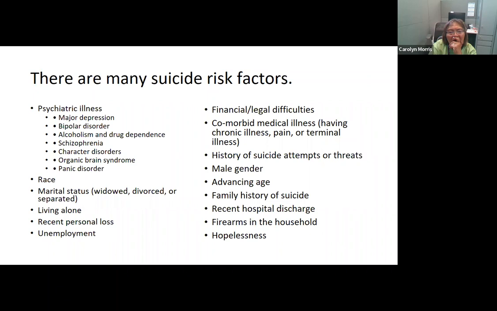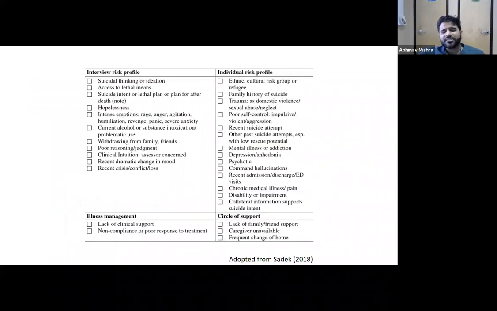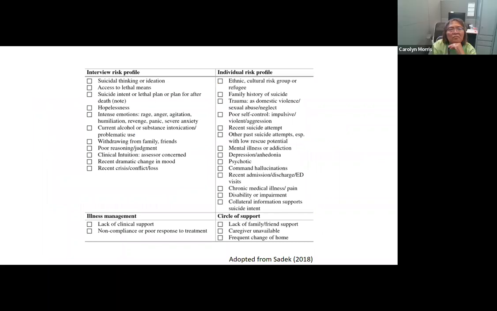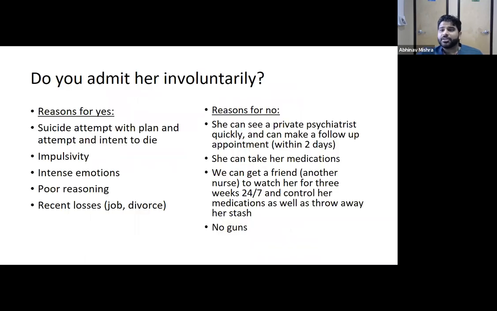A lot of patients will come in saying, I'm having financial legal difficulties. I have a gun at home. I keep it unlocked. I have bullets. So these are all things we start looking at when they actually say they're suicidal. And we try to create what's called a risk profile. One thing is based on our interview and some of the modifiable risk factors. We look at how we can manage their illness. We look at what their individual risk profile looks like and what their circle of support looks like. So all of these things are part of how we're going to decide whether we admit her voluntarily or involuntarily.